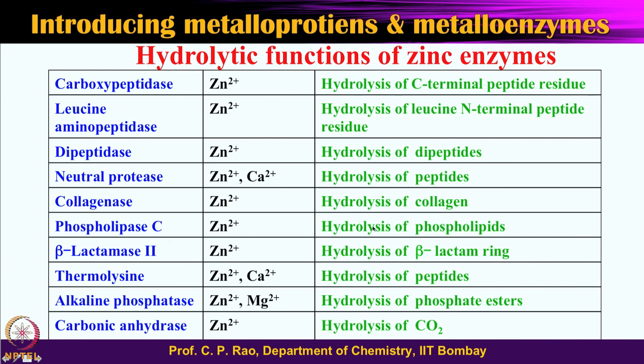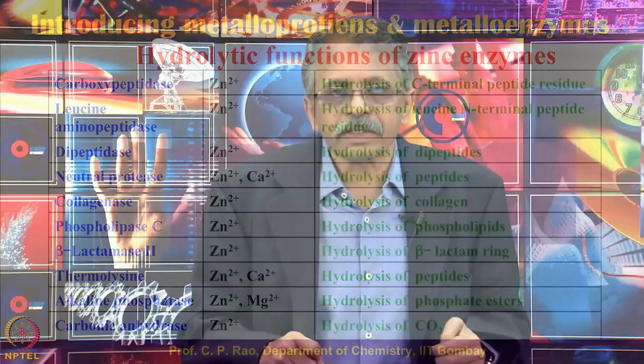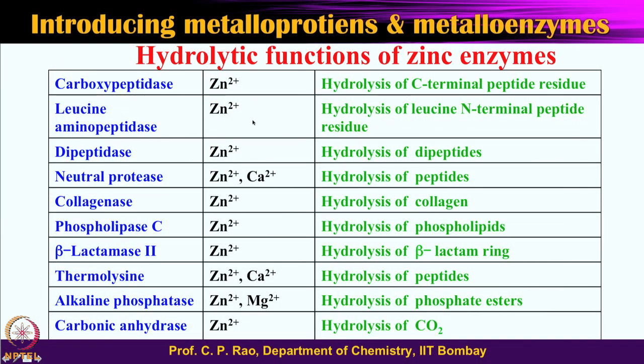Phospholipase will be hydrolyzing the phospholipids. So, you will get the phosphate and the lipid part. Lactamase, beta lactamase, hydrolysis of lactam rings. Thermolysin, this is hydrolysis of peptides again. Alkaline phosphatase, hydrolysis of phosphate esters. Carbonic anhydrase, hydrolysis of CO2. So, we cannot take it for granted that hydrolysis is a very simple kind of function. It looks like a very simple function, but you see a variety of these, and that is why you have 200 plus enzymes where zinc is working, and this is only for the hydrolysis kind of action.